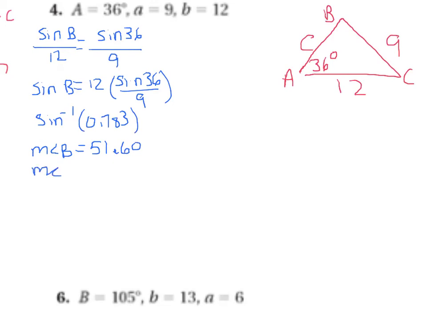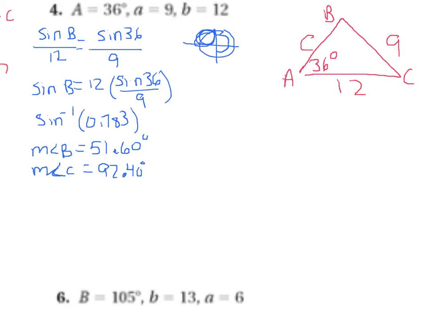So calculate the third angle real quick. So you should get the measure of angle C is 92.40 degrees. Now, that's one triangle. Now, here's the thing, okay? Remember, inverse sine is simply between negative and positive, so it doesn't include that 100-degree angle over here.